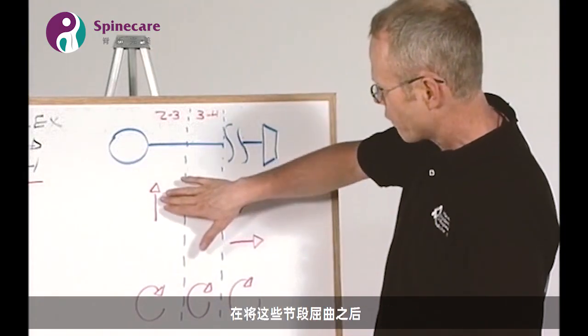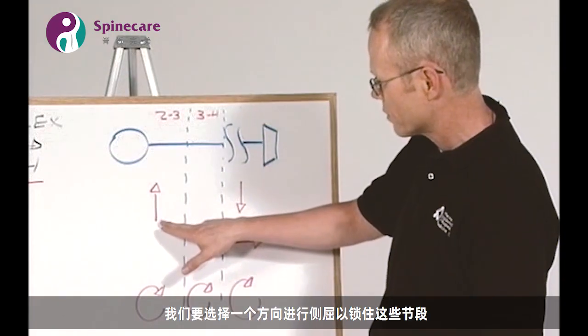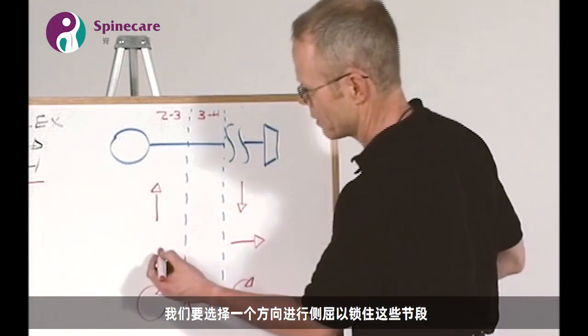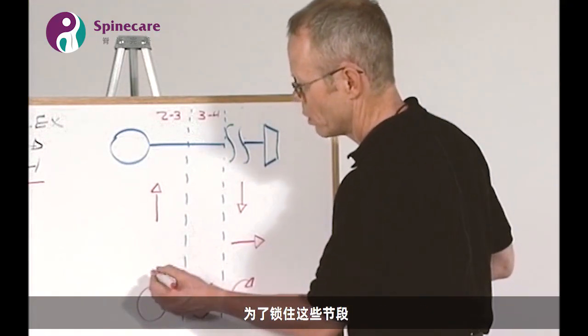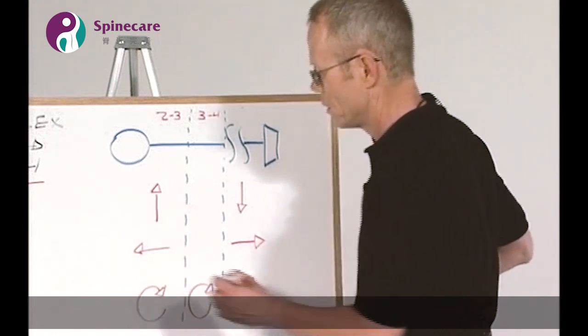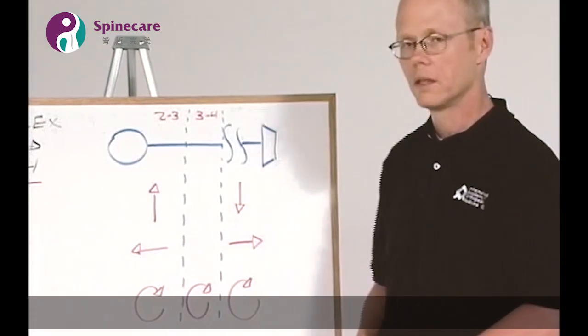And after flexing those segments, before rotating to the right, we want to choose a direction of side bending that will lock those segments once we rotate them to the right. In order to lock those segments, we will side bend them to the left so that when flexed, side bent left and ultimately rotated to the right, the segments will lock.